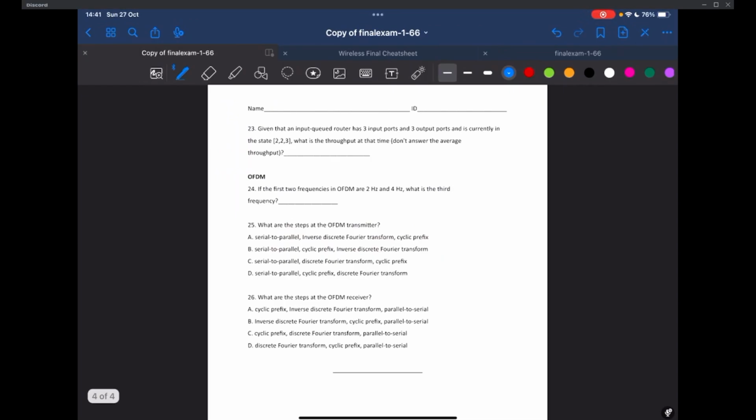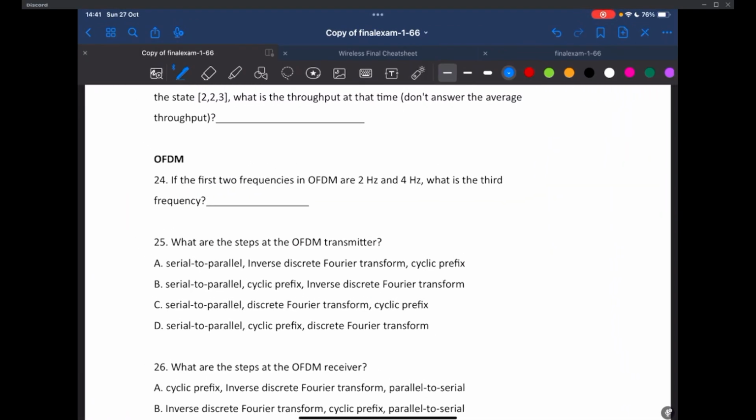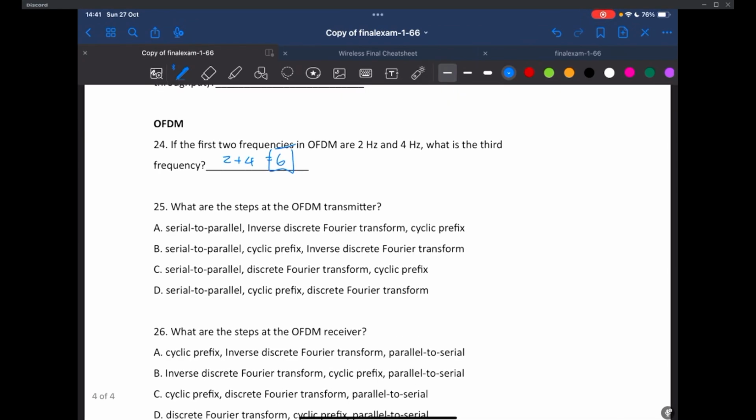Last 3 questions. How do we find OFDM? The third frequency, you just add 2 plus 4, frequency 1 plus frequency 2, and you get 6. And what are the steps for the OFDM transmitter? Whenever you see OFDM transmitter, the answer is the inverse discrete Fourier transform. So this is the answer.